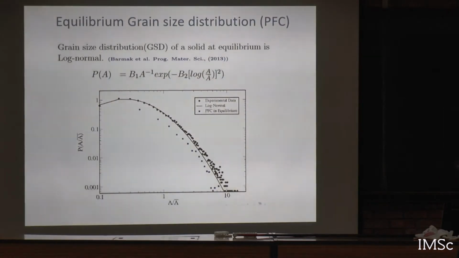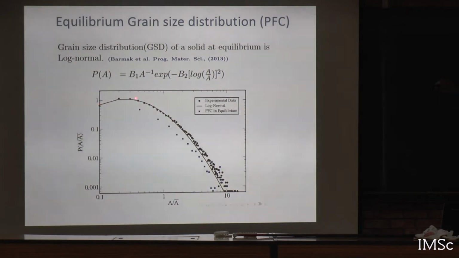Now, this is the equilibrium picture. This is a very standard empirical finding from experiments, both in the bulk as well as thin films of various metals, copper, aluminum. They give you a log normal distribution function.